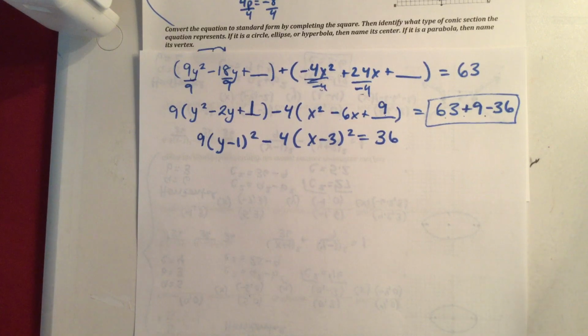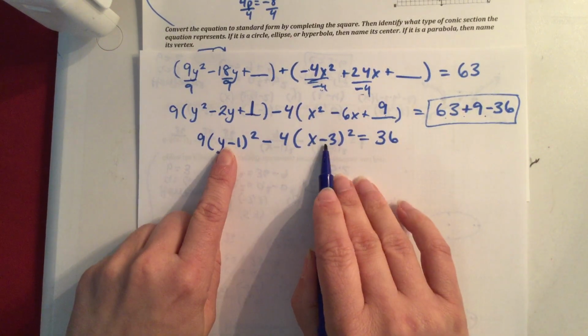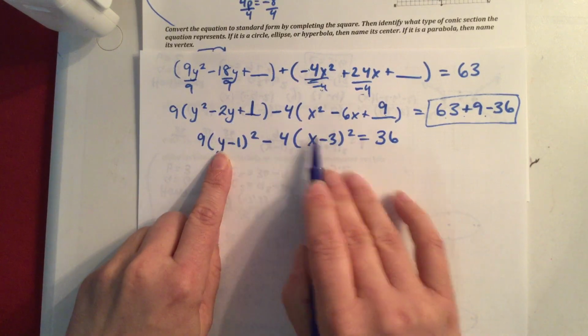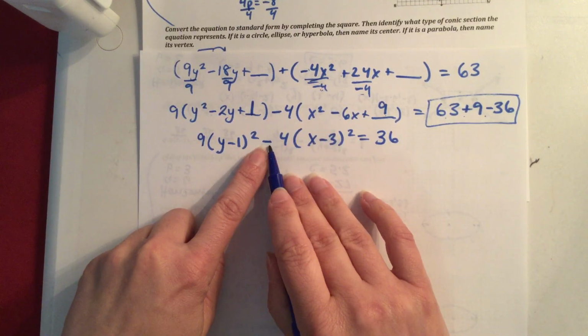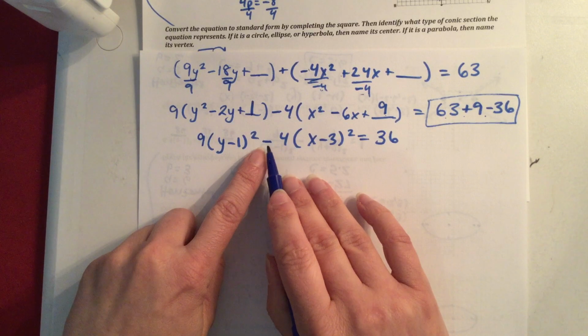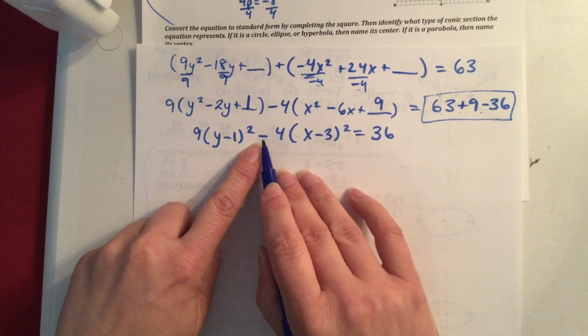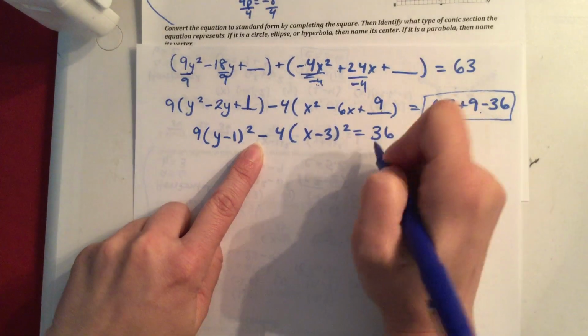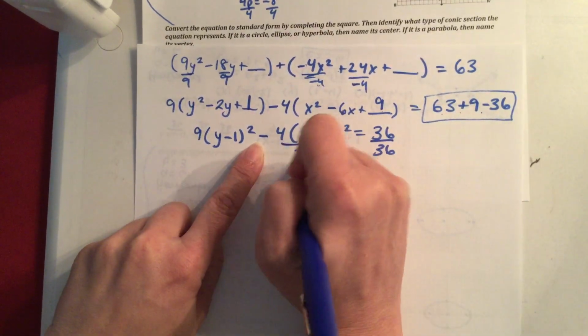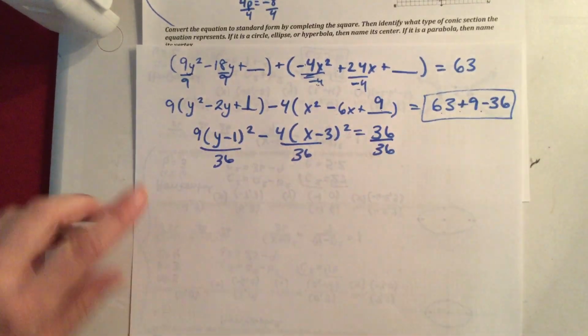Okay, so right now I know it's going to be a hyperbola. I know that because I have two groups. The y is squared, the x is squared, and there's a minus in between. Both the circle and the ellipse have to have a plus in between. We have a minus, so it's a hyperbola. But the rule with the hyperbola is it must be equal to 1. So I need to go ahead and divide every single group by 36.